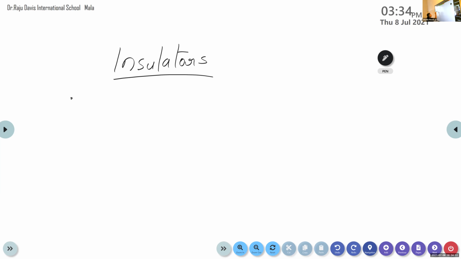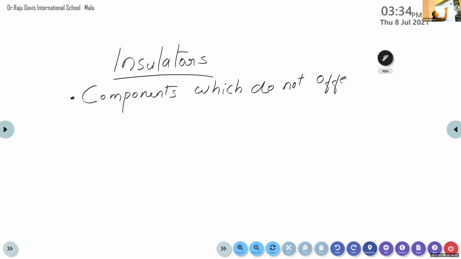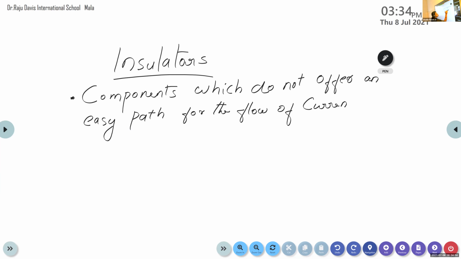And what do you mean by insulators? These are the components which do not offer an easy path for the flow of current through it. They are called insulators.